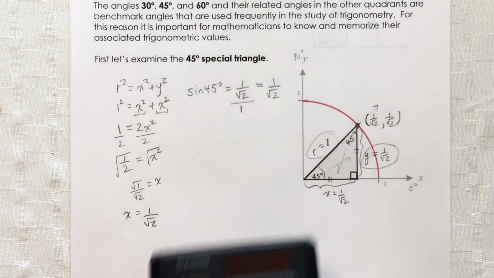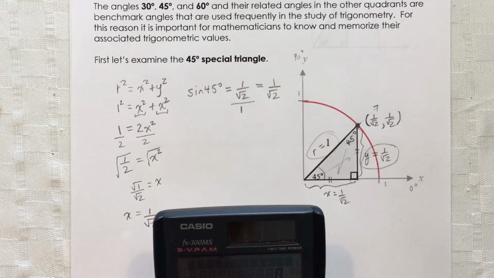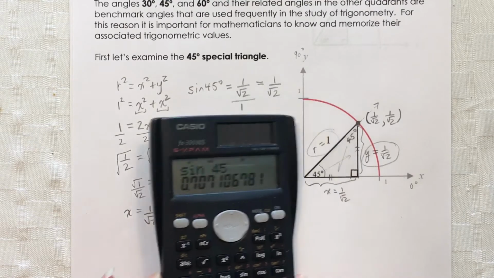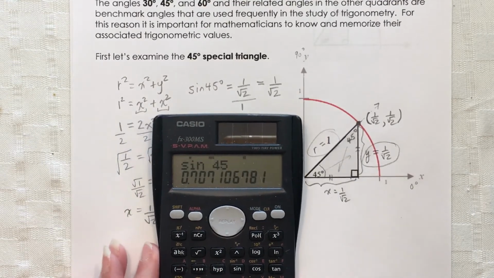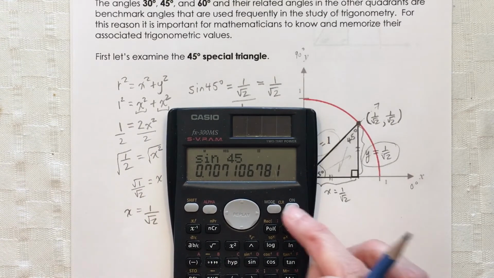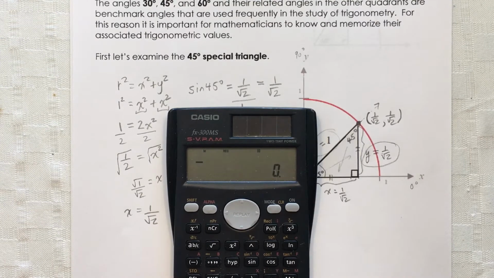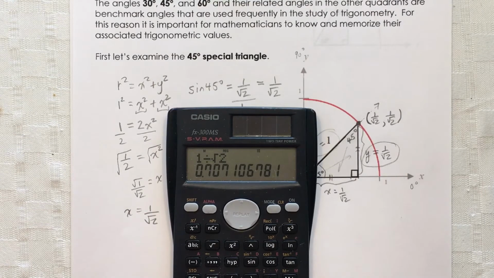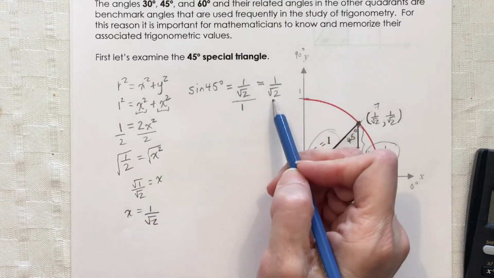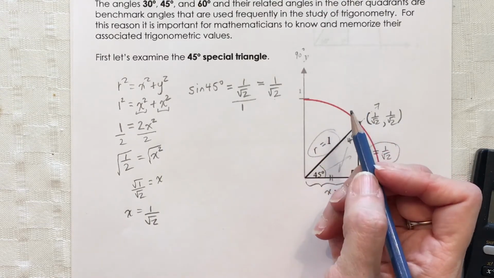So let's show that that's true. Make sure your calculator is in degrees. And we want to do the sine of 45 degrees. And it tells me on my calculator 0.707106781. So let's see if 1 divided by root 2 gives me that same decimal. 1 divided by the square root of 2 equals 0.707106781. So this is the exact value of the sine of 45 degrees.